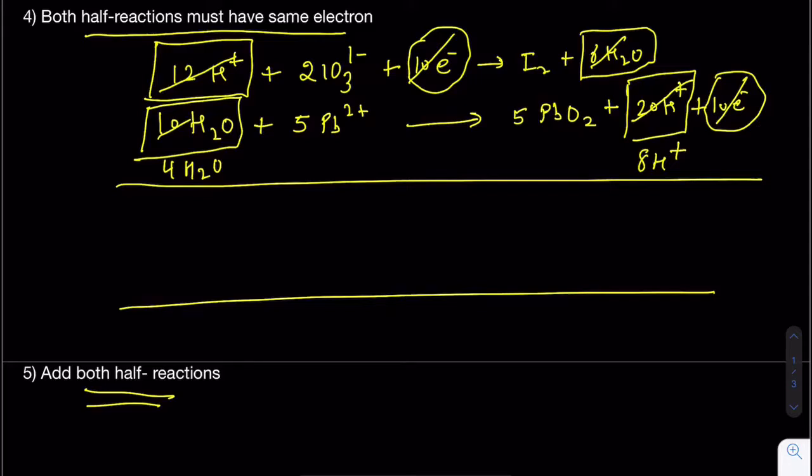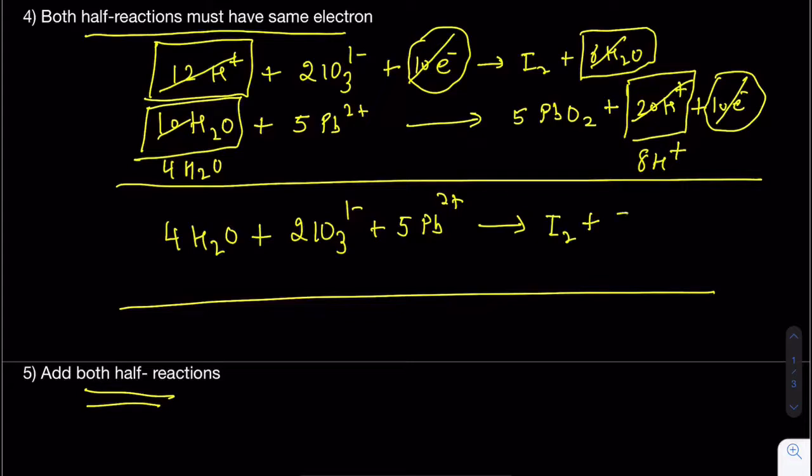So you just copy down your reactants and your products, and that will give you the net reaction. We have 4 water molecules, 2 IO3-, and 5 Pb2+. Those are your reactants. There's really nothing else on the reactants. On the product side, we have I2, 5 PbO2, and 8 H+. That's going to be it for all the reactants and products, and you want to go back and make sure everything is balanced again. So we have 2 iodines on both sides.